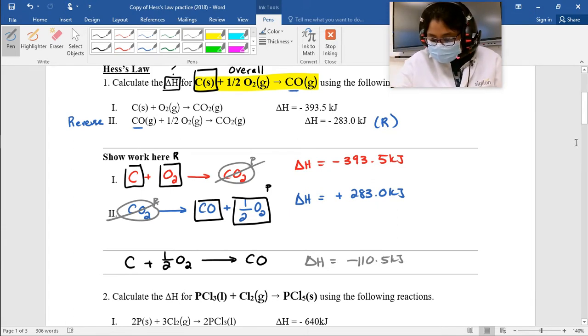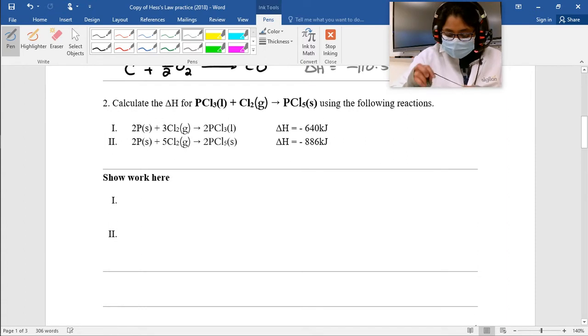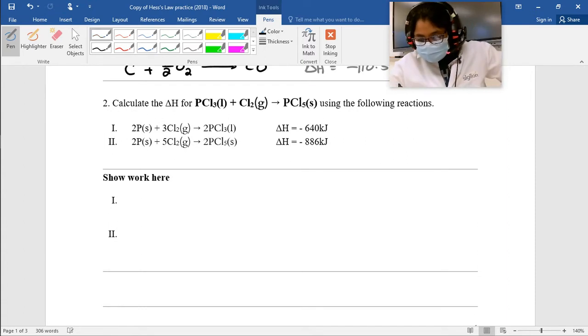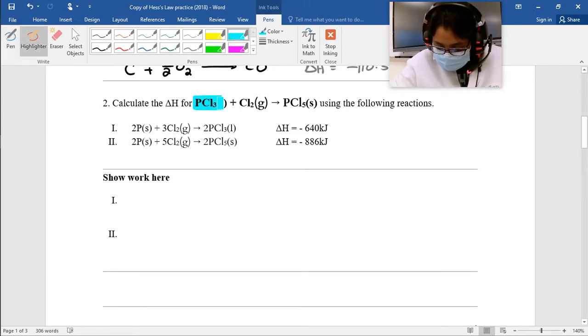So for your quiz, I expect all of this work. Even if nothing is done to the equation, you still have to rewrite it. And you have to show what you've done, rewrite it, then rewrite the delta H's and then resolve it. Okay? Now this one requires a little bit of subtraction and a little bit of thinking. So we are trying to get to this answer so that we can find the delta H for this equation.